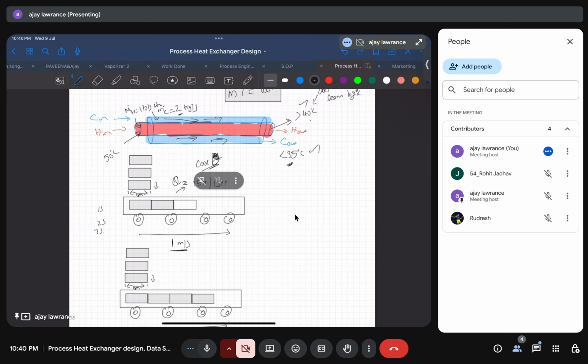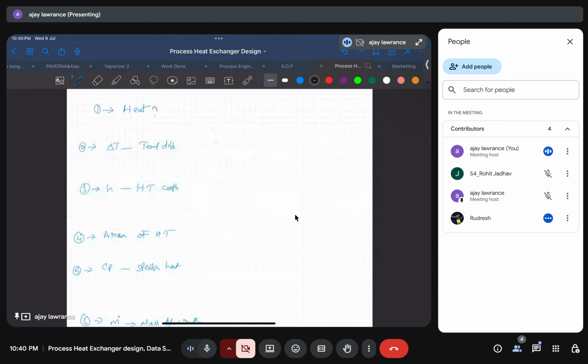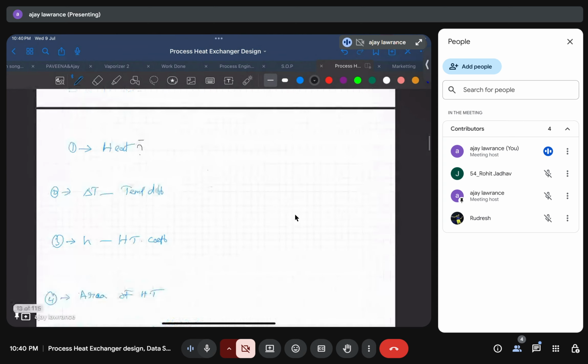Okay, yes. Hope I'm audible. Now we'll see the definitions and everything. Right? You are here? So, what is heat? What is heat? Form of energy. Form of energy, right? So, heat is a form of energy.